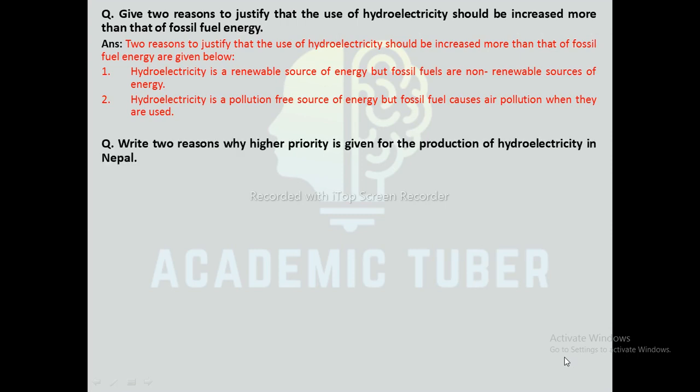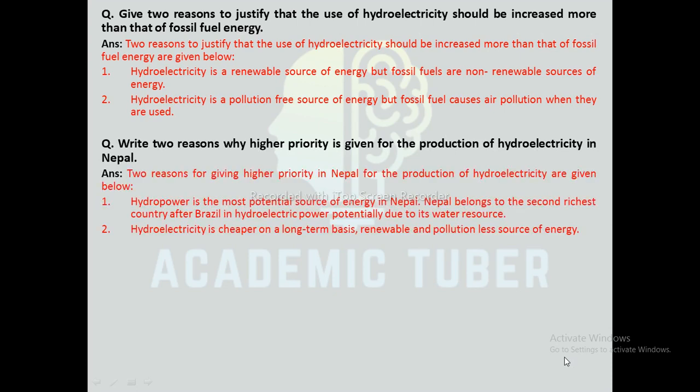Next question. Why is higher priority given to the production of hydroelectricity in Nepal? Higher priority is given to the production of hydroelectricity in Nepal because hydropower is the most potential source of energy in Nepal. Nepal is the second richest country after Brazil in hydroelectric power potentiality due to its water resources. Hydroelectricity is cheaper on a long-term basis, and is a renewable and pollution-less source of energy.